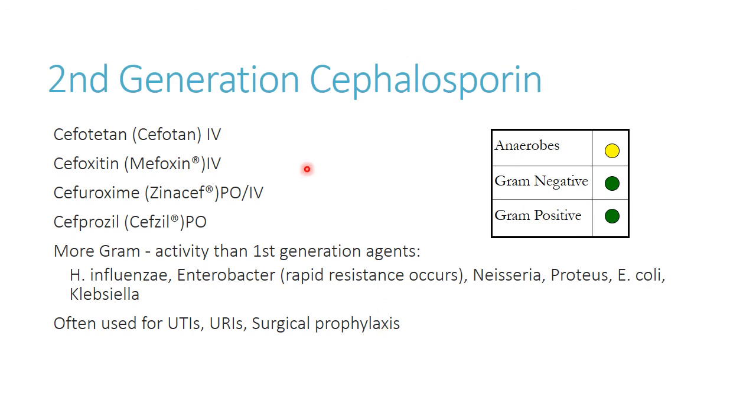Moving on, we have our second generation cephalosporins. I probably see these used the least often clinically out of all the cephalosporins. You have a few IV options here, like cefotetan and cefoxitin. Cefuroxime is actually a PO variety, and then cefprozil. I'm going to try to do a better job enunciating all the drug names so you're at least familiar with how I say them.